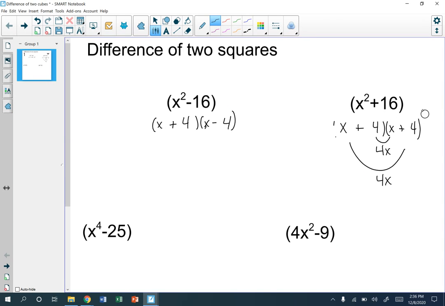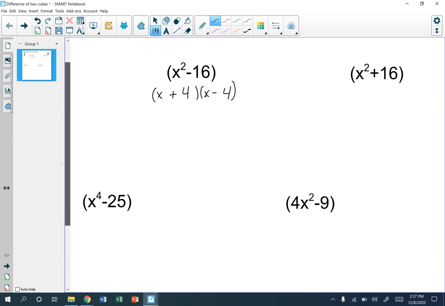The sum of two squares can't factor anymore. The difference of two squares can. So that's just something tricky. Make sure we're paying attention to that and always factoring down as much as we can. So just for practice, I want you guys to go ahead and pause the video, try these two.